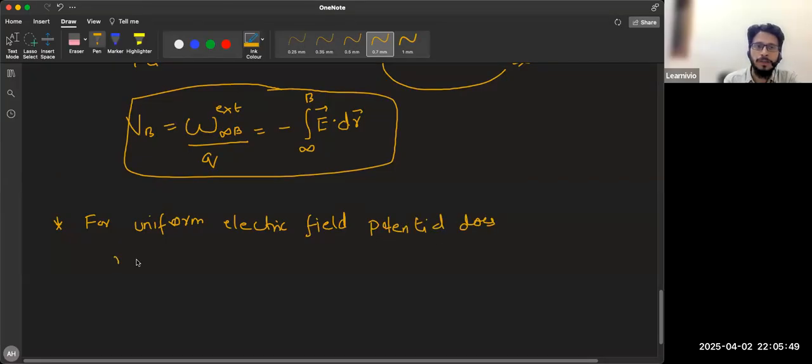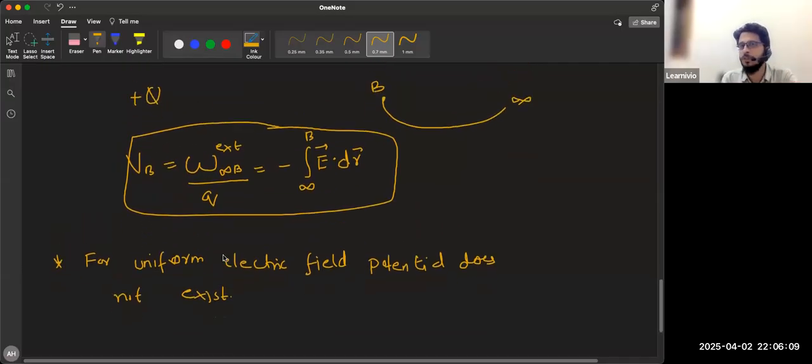Uniform field means a field which is independent of position, like the field of an infinite plane sheet. That was uniform, that was independent of r, that was independent of x. So if you have that type of field, potential does not exist. Potential difference does exist, but potential does not exist.